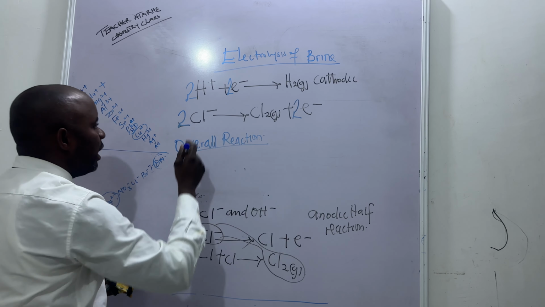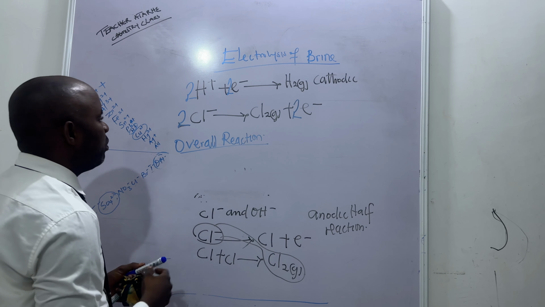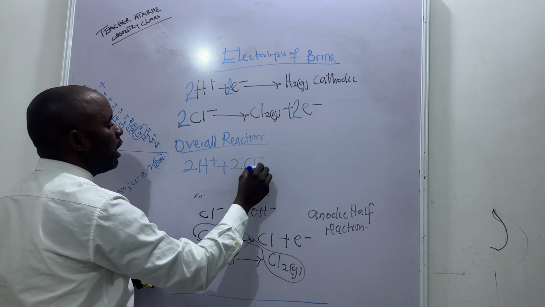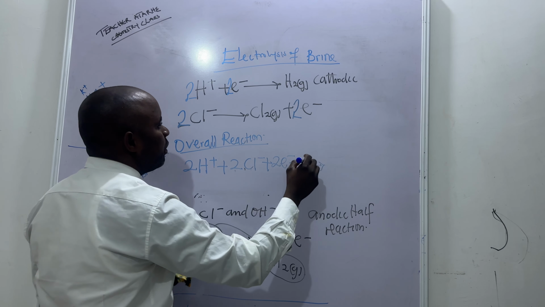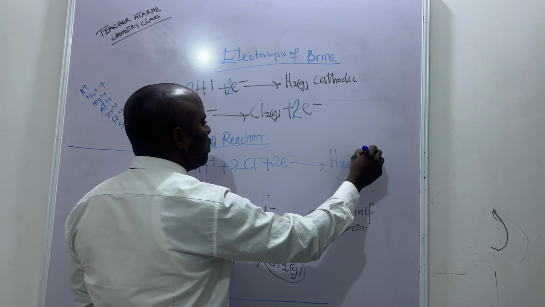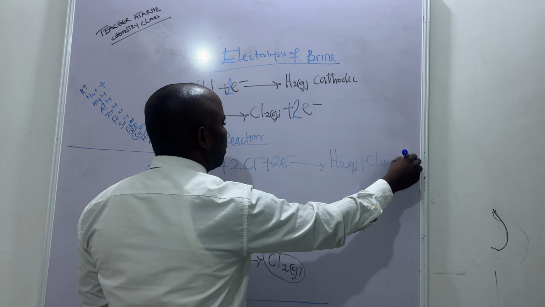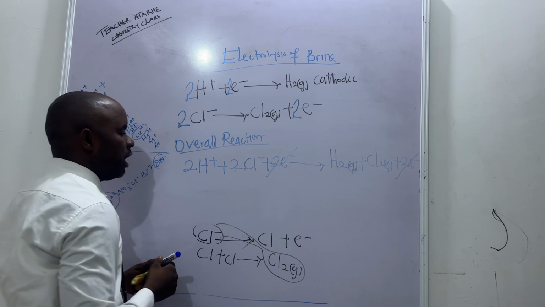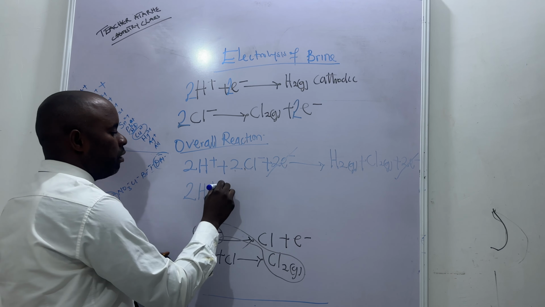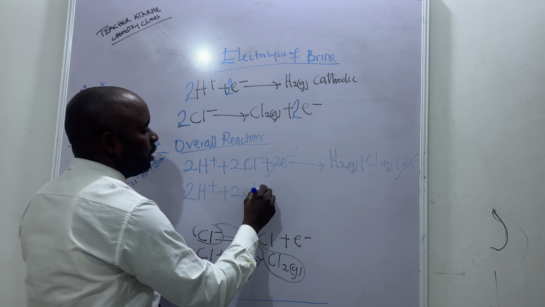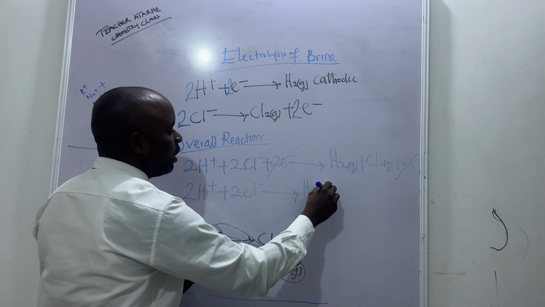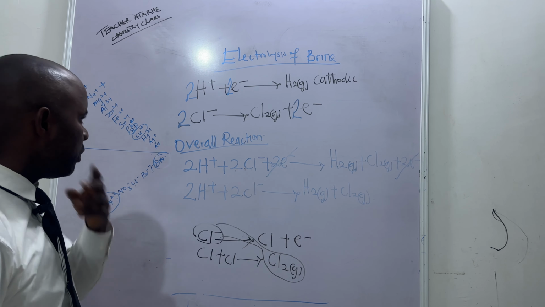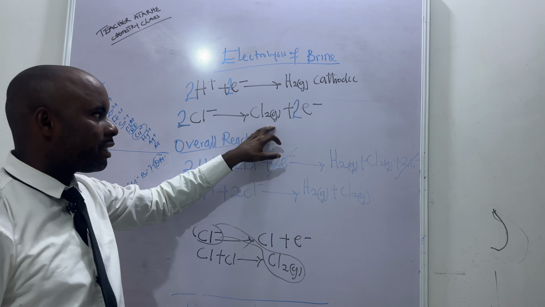For the overall reaction, all the reactants will be at the left hand side, while the products will be at the right hand side. So the reaction starts with 2 hydrogen ion plus 2 chloride ion plus 2 electron to give hydrogen gas plus chlorine gas plus 2 electron. 2 electron cancel 2 electron. So the overall reaction becomes 2 hydrogen ion plus 2 chloride ion to give hydrogen gas plus chlorine gas. So by so doing, at the cathode, what is produced is hydrogen gas, and at the anode, chlorine gas is produced.